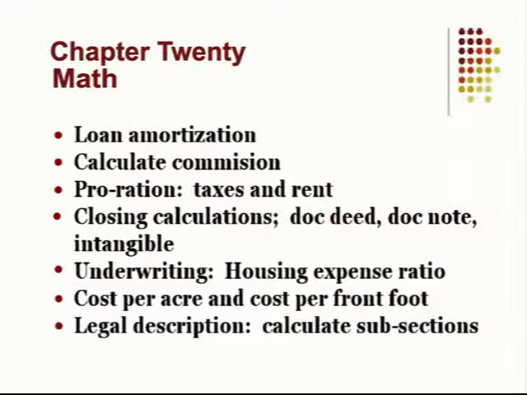You're going to have to do a proration. Probably the two prorations that you're going to have to do are tax prorations and rent prorations. And let me caution you, taxes are an annual proration, rents are a monthly proration. You're also going to have to do doc stamps on the deed, doc stamps on the note, and intangible tax.